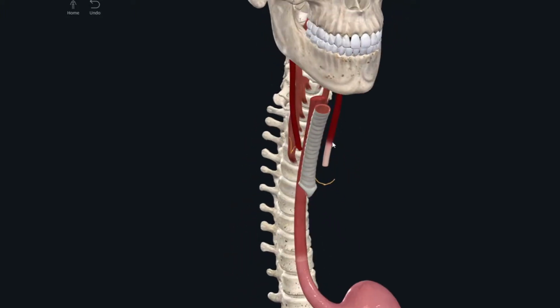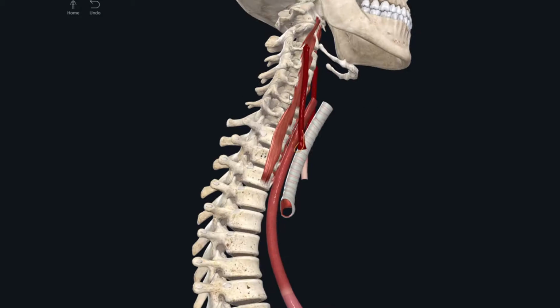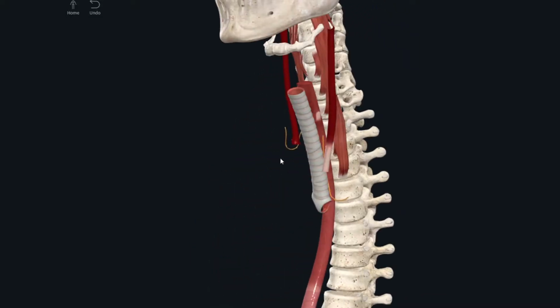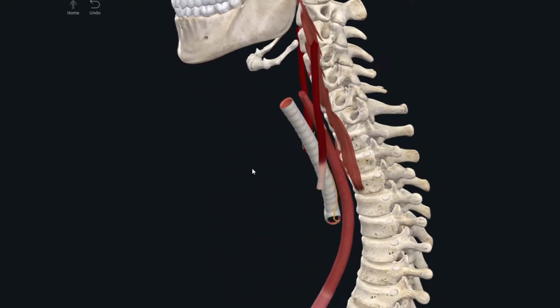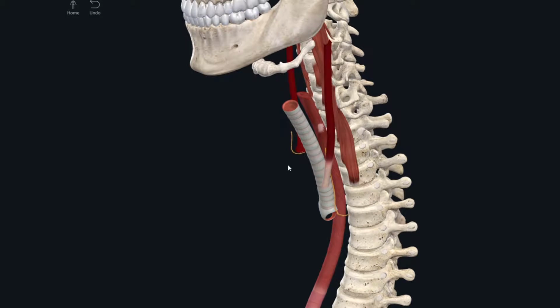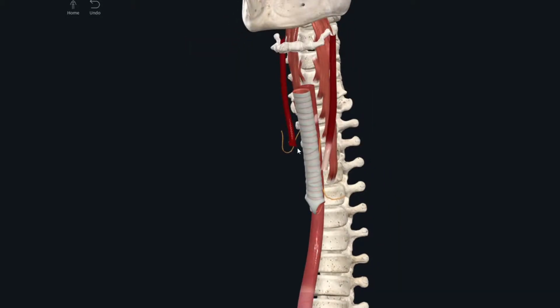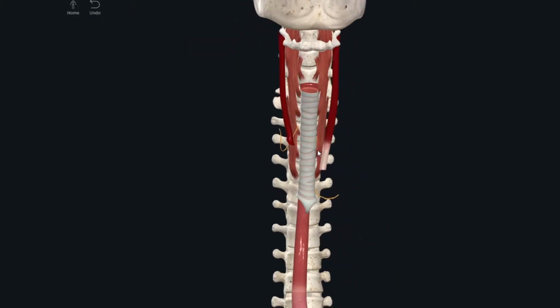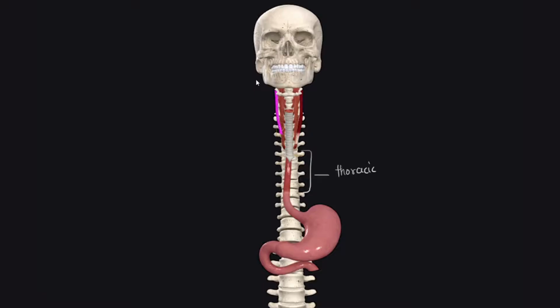And then posteriormost, we can see that we have the vertebral column and then the longus colli muscle. There's also the presence of the cervical fascia that's not apparent here, but it's important to keep in mind that the cervical fascia is also one of the posterior relations of the esophagus. So that was the cervical part of the esophagus.